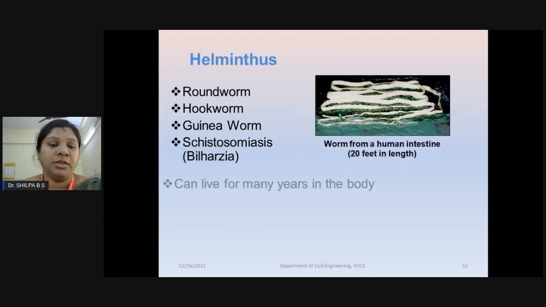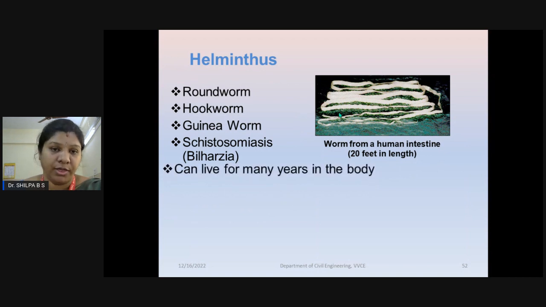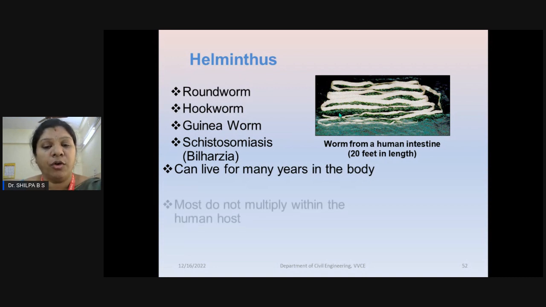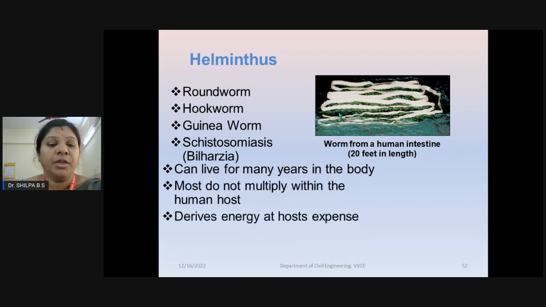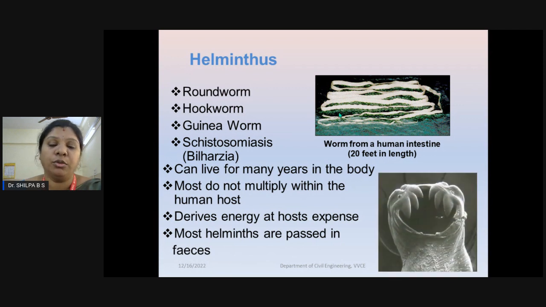Next are helminths. Under helminths we have various worms: roundworm, hookworm, guinea worm, and bilharzia. These are important helminths, usually found in the intestines of warm-blooded animals. They can live for many years in the body, and most of them do not multiply within the host; they only derive their energy from the host. Most helminths pass out of the body through the feces.